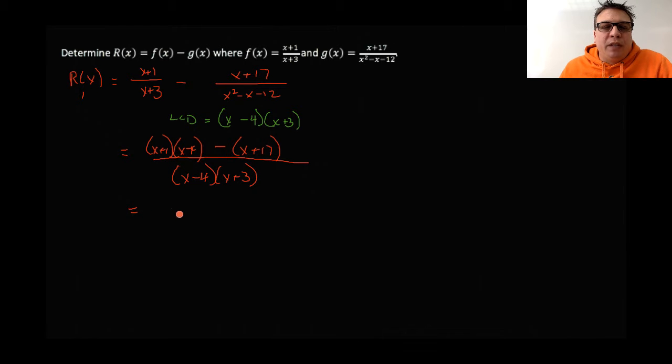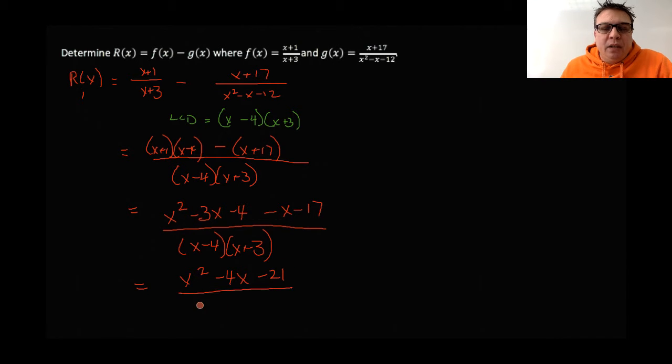So let's multiply all this out, and I'm going to end up with x squared minus 3x minus 4. Then I have minus x and minus 17 to continue. So x minus 4 times x plus 3 is my denominator. Then let's take a look at the numerator, trying to clean that up. I get x squared minus 4x and then minus 21. So that gives me x minus 4 still in the denominator, x plus 3. Ran out of room, so I've got to transition up to here.